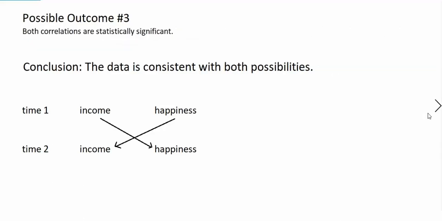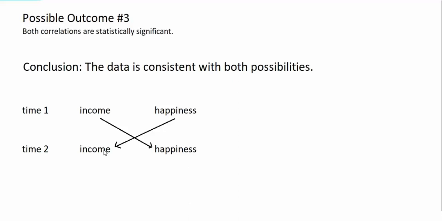The third possibility is that both correlations are statistically significant. So it's possible that the correlation between income at time 1 and happiness at time 2 is statistically significant, and the other correlation between happiness at time 1 and income at time 2 is also statistically significant. And if this is what the data shows, then the data is consistent with both possibilities. In other words, the data is consistent with income leading to happiness, and it's also consistent with happiness leading to income.